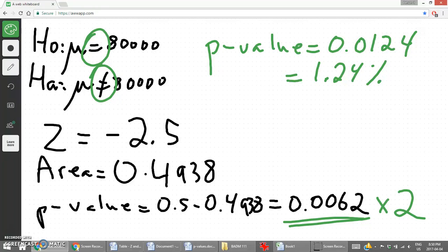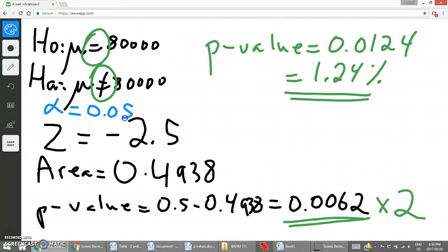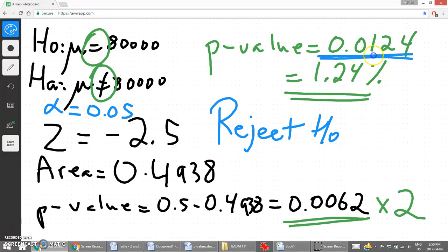Given that, which would mean that given the assumed value is 80,000, the probability of that value being true given our data in our sample is really small. It's a 1.24% chance of occurring. Because it is still less than alpha, alpha hasn't changed, alpha is 0.05, we are going to make this decision to reject the null hypothesis, because the p-value, right here, is less than the alpha value.